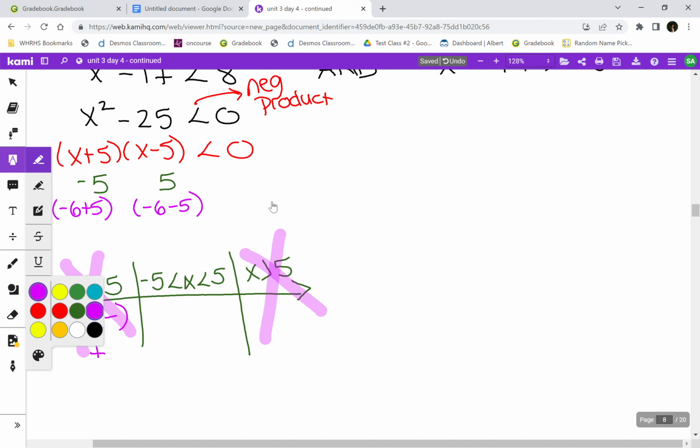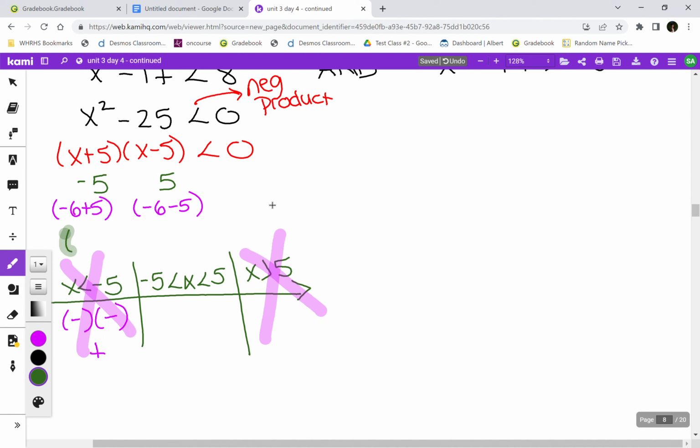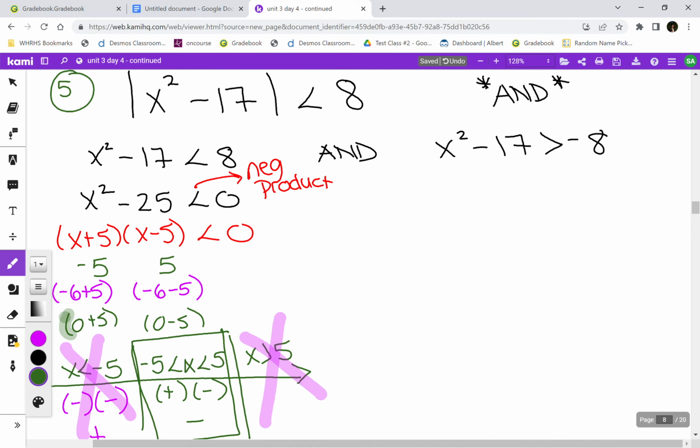Good. The second one's going to be the winner. We're going to check the second one just to be safe. We're going to choose 0. 0 plus 5 is positive. 0 minus 5 is negative. A positive times a negative is a negative. That's what we needed. So this region's our winner. Am I done with this problem? No, we still have a whole nother side to do.